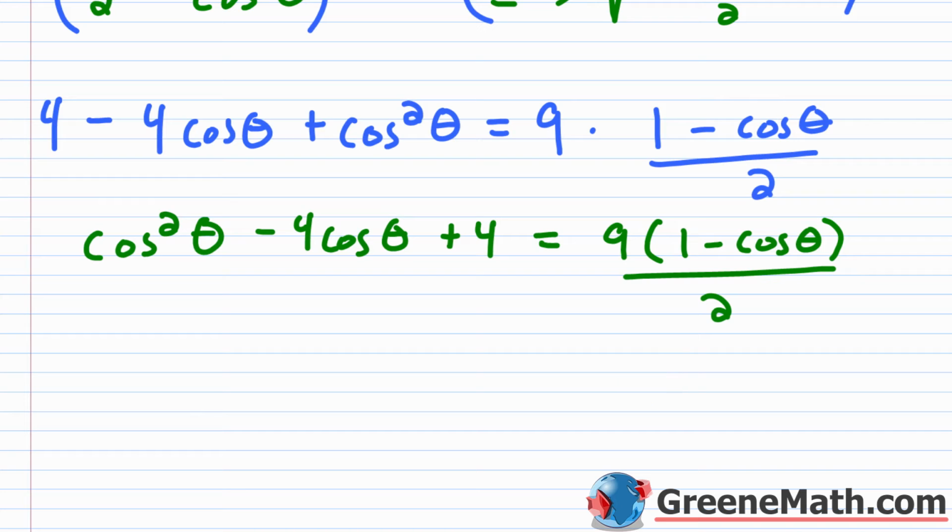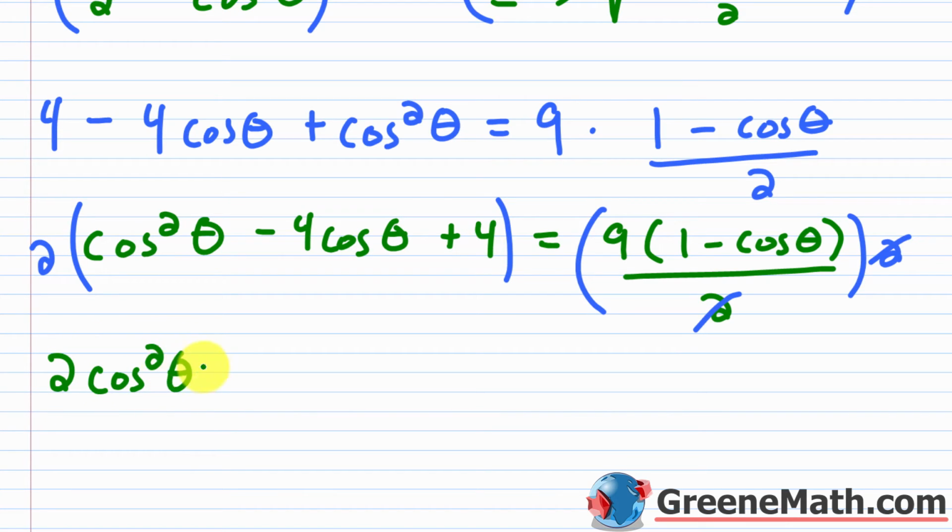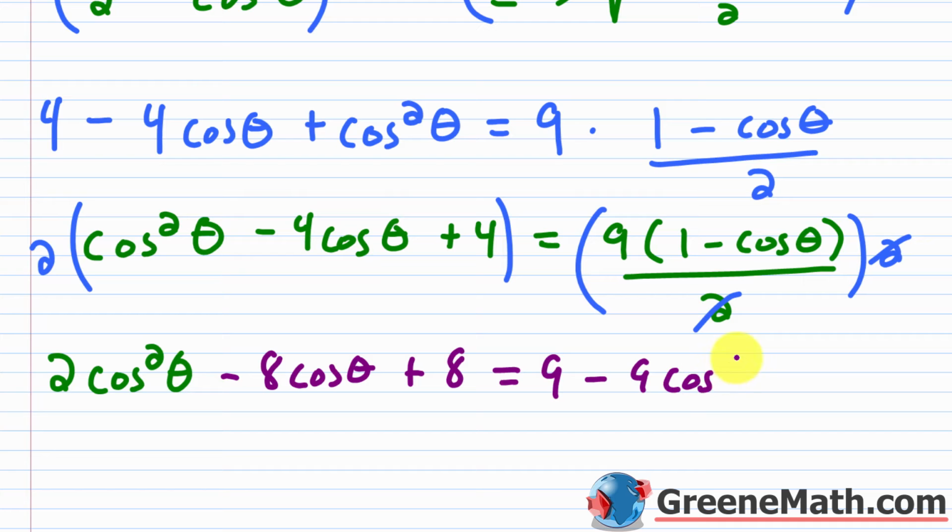So now I'm going to multiply both sides by 2 so that I can clear this denominator. So this comes here and cancels here. And here I'm just going to put a 2, being multiplied by everything there. So you'd have 2 times the cosine squared theta, and then minus 8 times the cosine of theta, and then plus 8. And this equals, the 2's canceled, so let's go ahead and distribute this: 9 minus 9 times the cosine of theta. Okay, so far, so good.